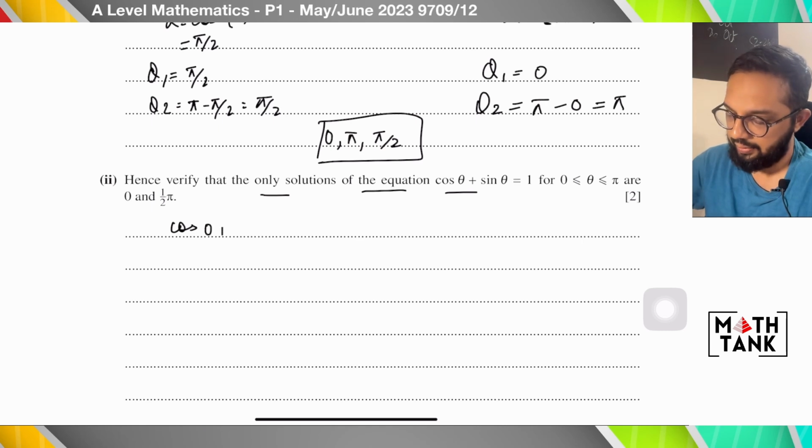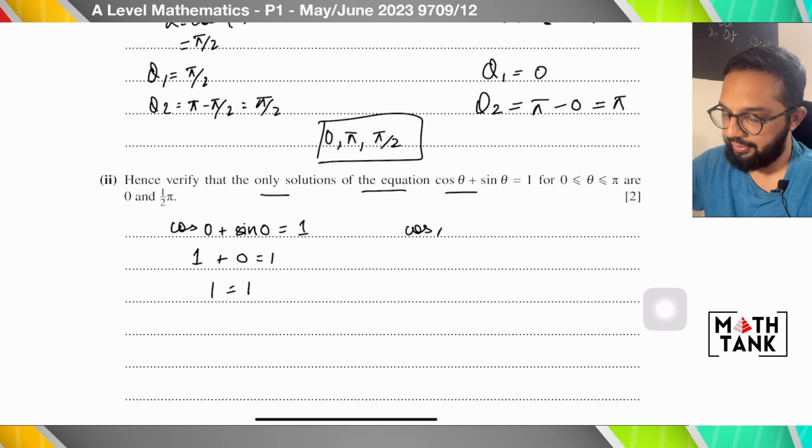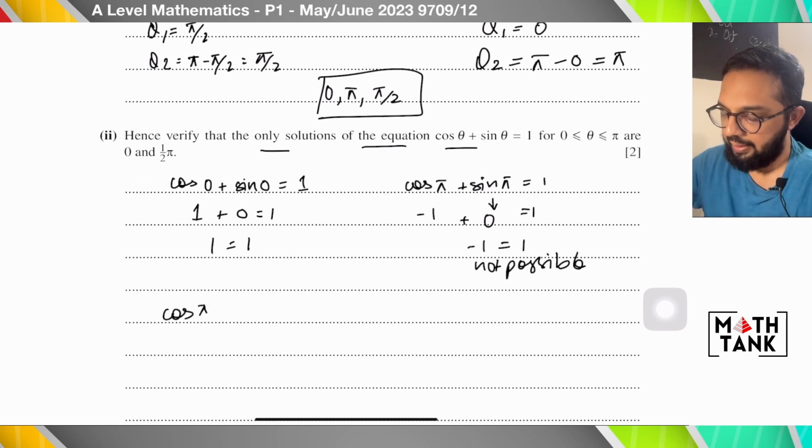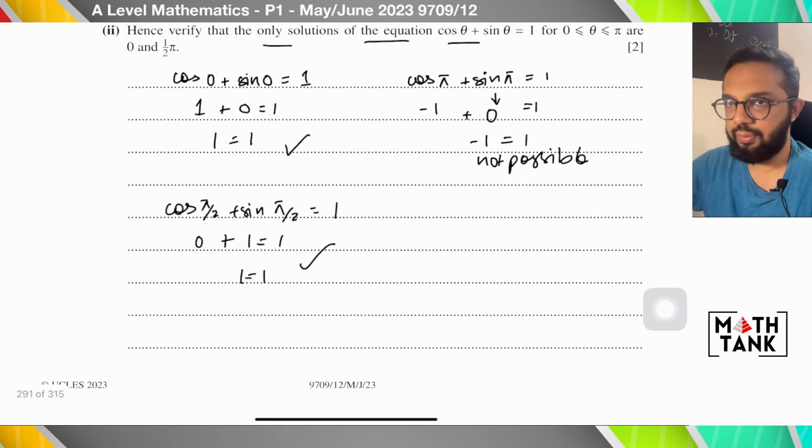So I'm going to first try out 0 and say that cos 0 plus sine 0 equals 1. Is that true? Yes, 1 plus 0 equals 1, 1 equals 1. Then let's also check cos pi plus sine pi equals 1. Sine pi is 0, cos pi is minus 1. So minus 1 equals 1, not possible. So therefore, pi is not a root. The only solutions are then pi over 2 and 0. So 0 plus 1 equals 1, 1 equals 1. So I verified that the two are solutions.